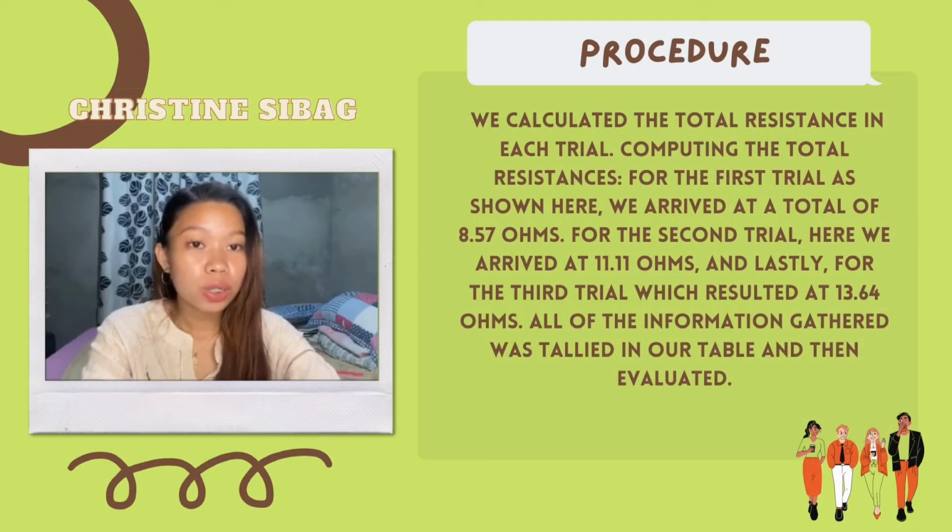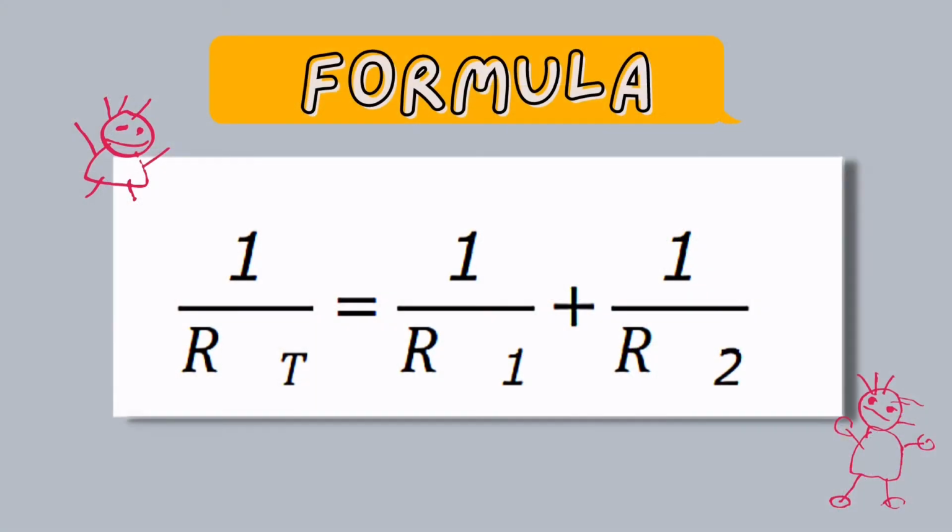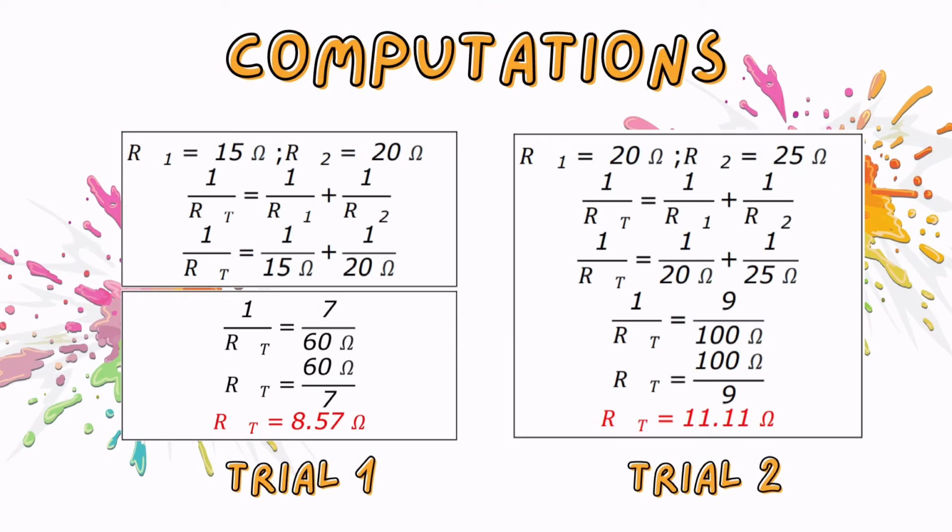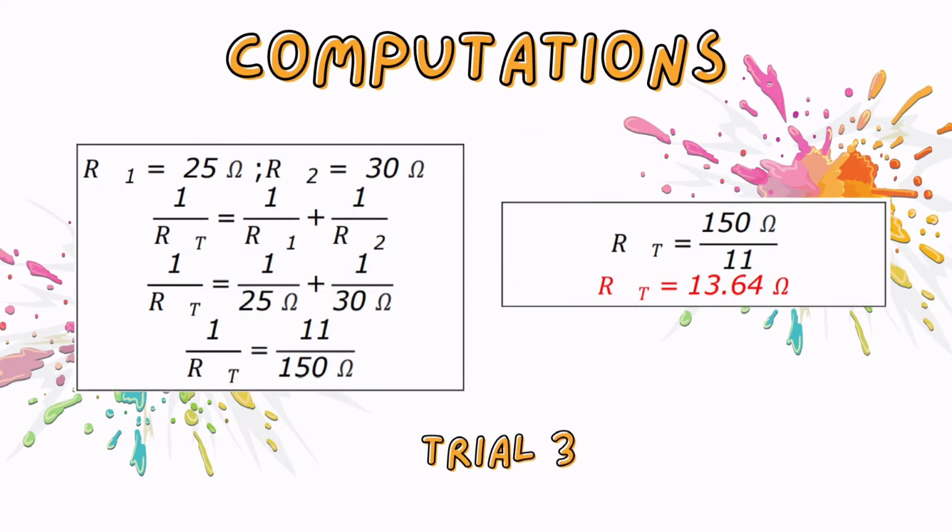We then used the formula for computing the total resistance. For the first trial, as shown here, we arrived at a total of 8.57 ohms. For the second trial here, we arrived at 11.11 ohms. And lastly, for the third trial, which resulted at 13.64 ohms. All of the information gathered was tallied in our table and then evaluated.